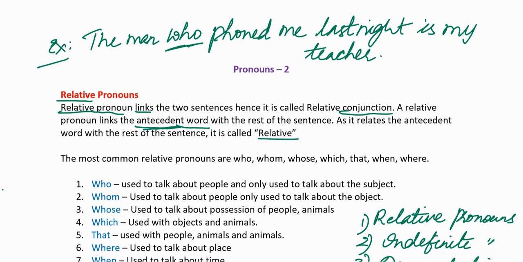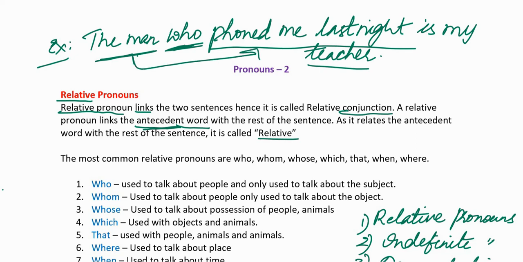Now, this relative pronoun is linking the antecedent word. What is the antecedent word? The man is the antecedent word here, which is a noun. And the rest of the sentence is the further information about this man. Hence, this who is actually linking this antecedent word with the rest of the sentence. Hence, this is a relative pronoun, as it is relating the 2 sentences, or it is relating the antecedent word with the rest of the sentence. I hope you understood what is a relative pronoun.